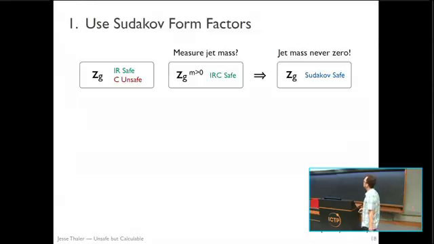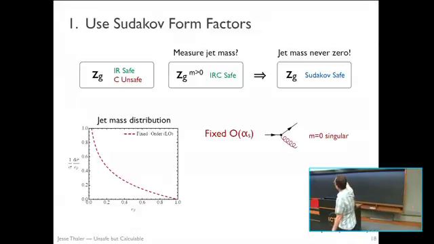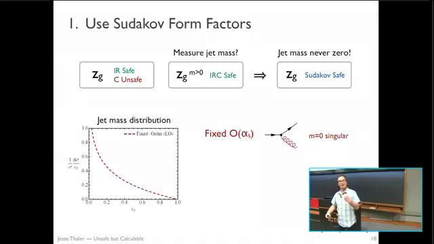So let me show you this in a plot. Again, if I were to measure the mass, then I would be able to measure this z. But oh shoot, the jet mass distribution at any fixed order in alpha s has a singularity at m equals zero. So I visit that m equals zero all the time. This is shown here. This is a generic distribution, but for jet mass in particular, it shoots up near zero.